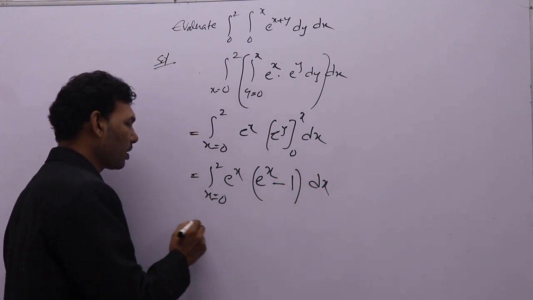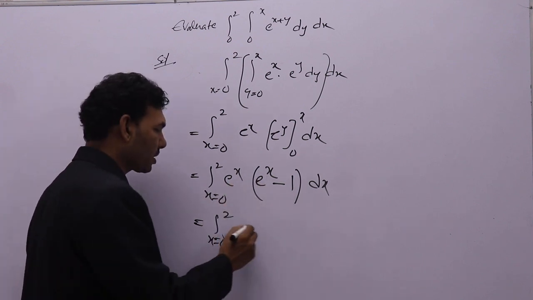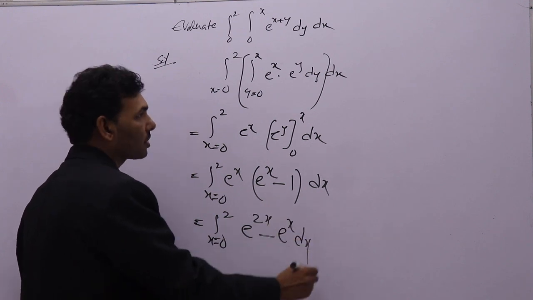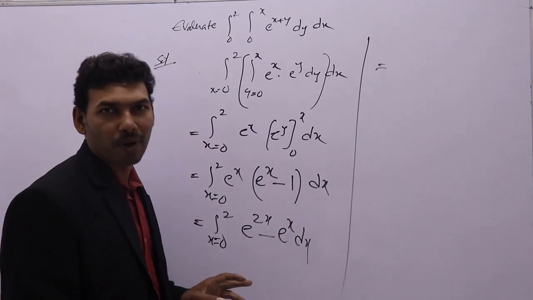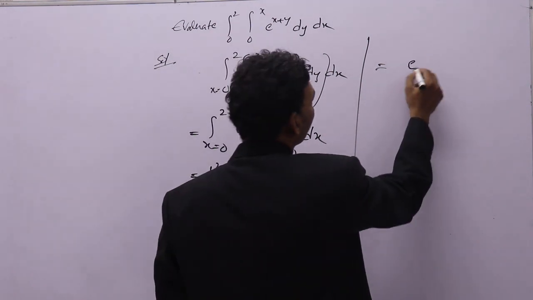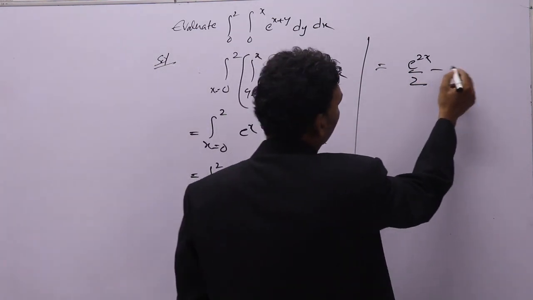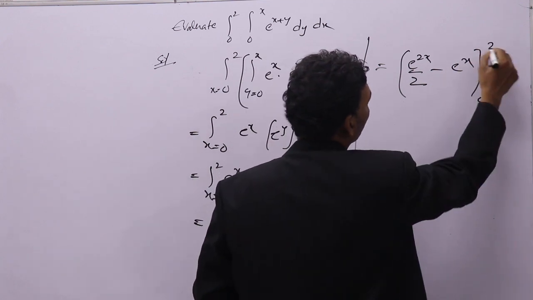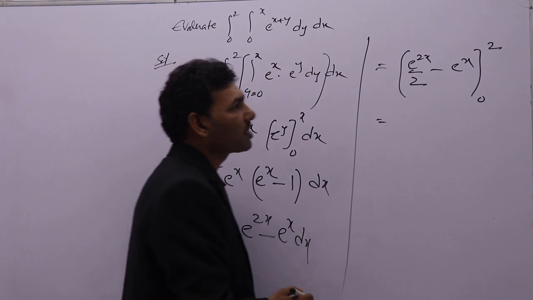is 1. Now multiply. Integral x equal to 0 to 2, e power x into e power x is e power 2x, e power x into 1 is e power x. Now integrate, what will you get? Integral e power 2x is e power 2x by 2, integral e power x is e power x. Limits 0 to 2.